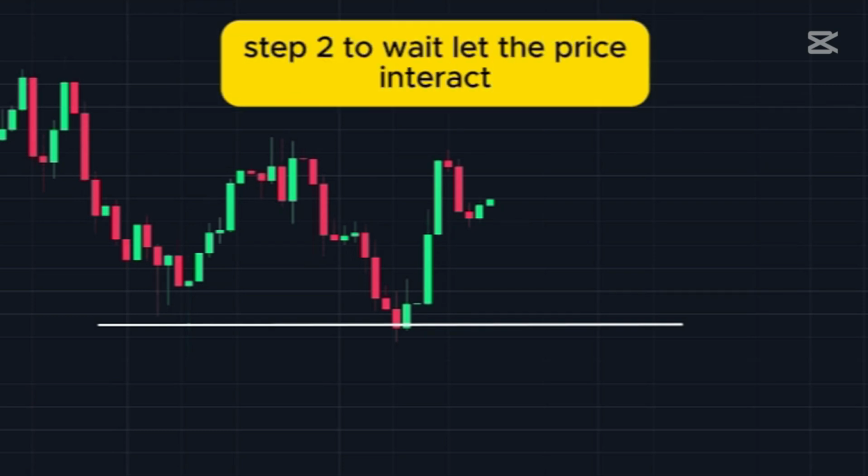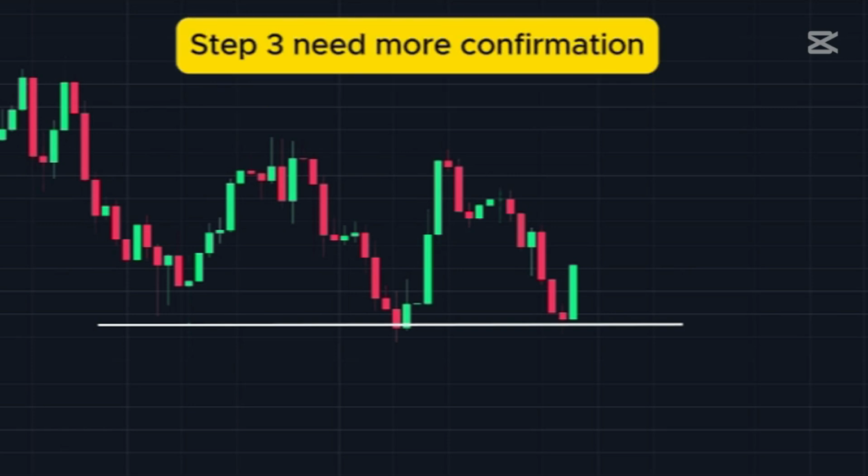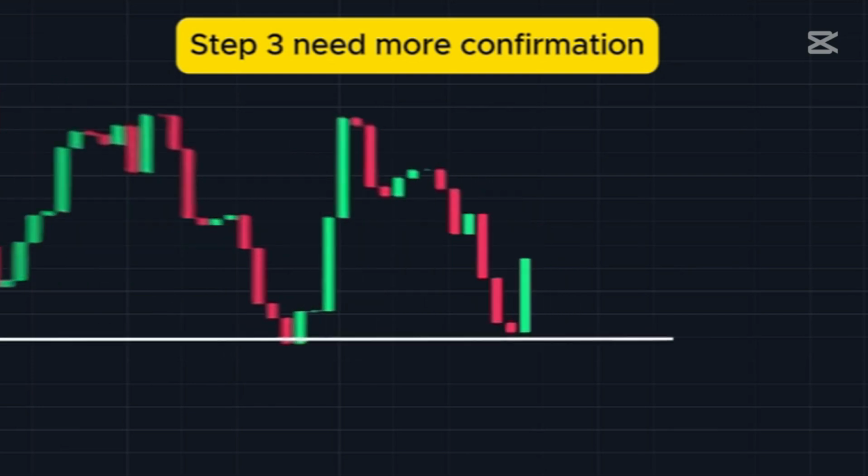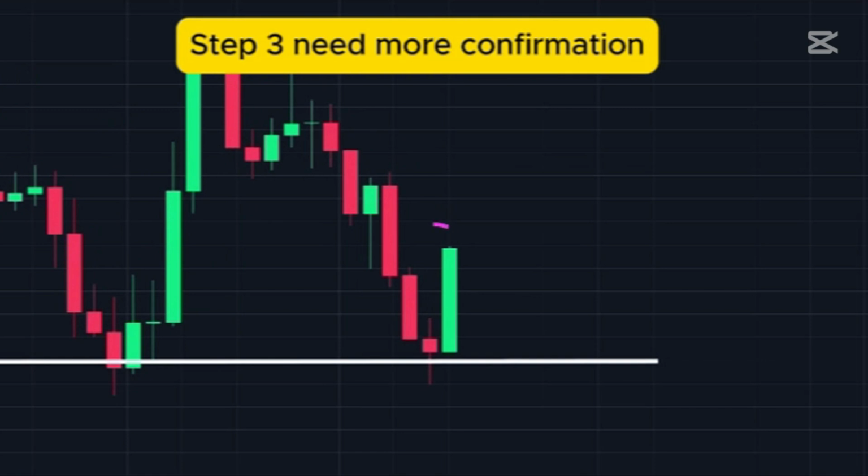The next step is to wait. Let price interact with it again. At this third touch, we are expecting the price to rise again, but we will need more confirmation from a supporting candlestick pattern. In this example, we see a big red candle, followed by a smaller red candle, and then a big green candle.